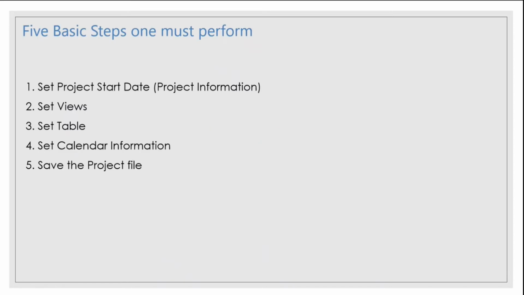There are five basic steps I would say one must perform before actually starting or entering the tasks. First is setting the project start date. We have to define the project start date, and we'll see how. Second, set views, set the right view so that you can see what you really want to see on the project plan. Third, set tables. We'll see what that means. Fourth, set calendar information, where we define the vacation days.